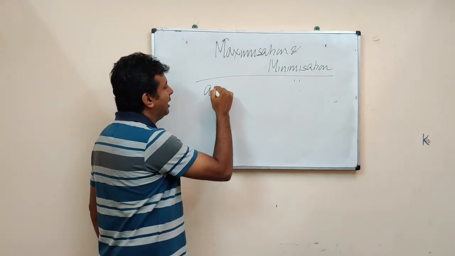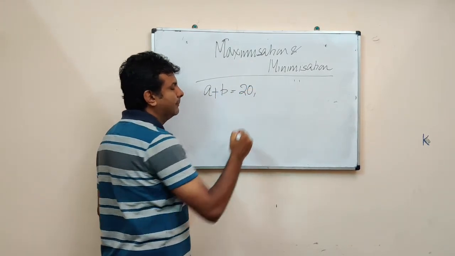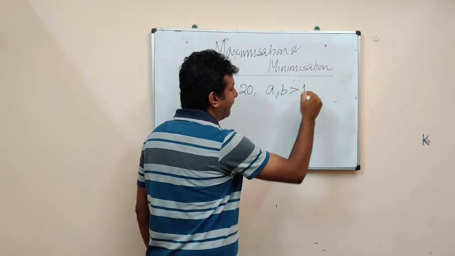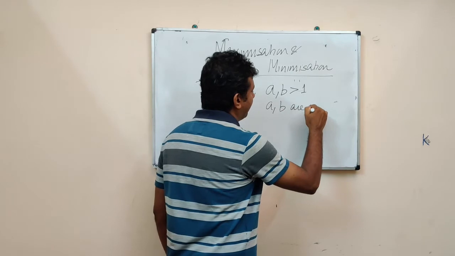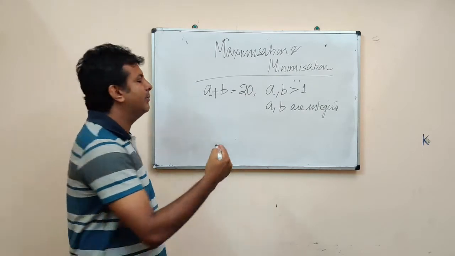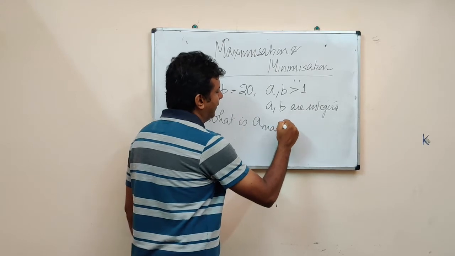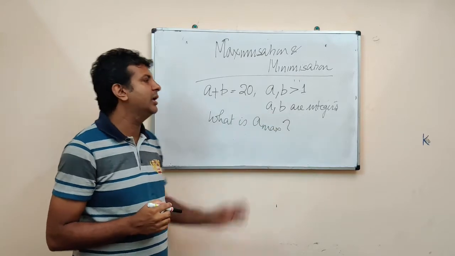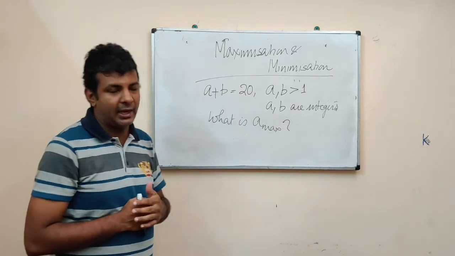So it is a plus b. This is the question. We know that a plus b is equal to 20. And we also know a and b are greater than 1. We also know a and b are integers. Now, can you tell me what is the maximum possible value of a? What is a max? Now, a and b both are greater than 1, a and b both are integers and a plus b is equal to 20. Now, what is a max is the question.